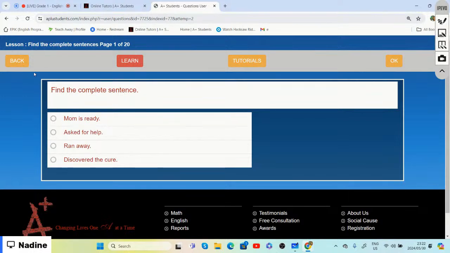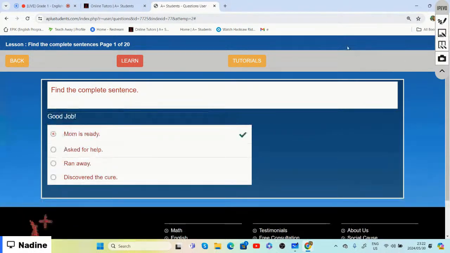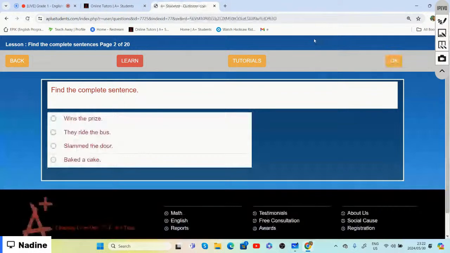All right. So if we were to select the complete sentence, yes, Mom is ready. Mom being a naming part, is ready being our action part. Right? So well done. Well done. We need to find the complete sentence. It says wins the prize. Yes, well done. Mom is ready is correct.